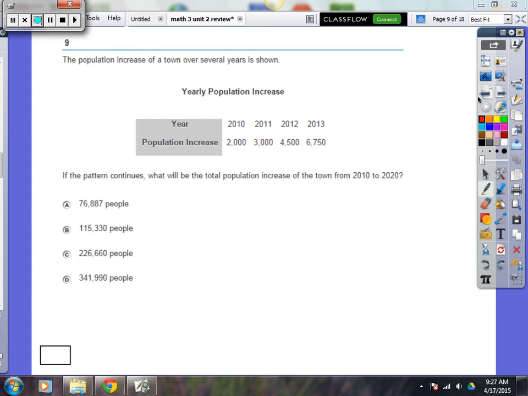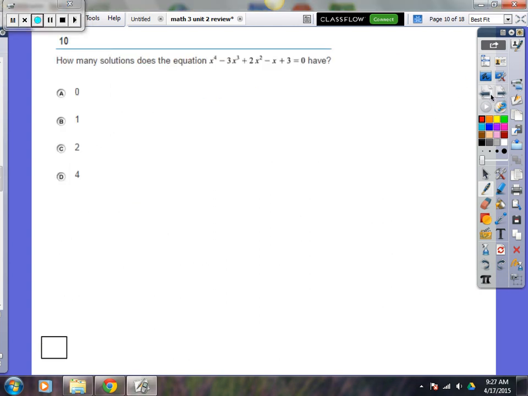Okay, let's skip 9. That's kind of a geometric series. We haven't really got to those yet. 10, let's look at 10. How many solutions does this have? Because it is a degree 4 polynomial, it's going to have 4 solutions.